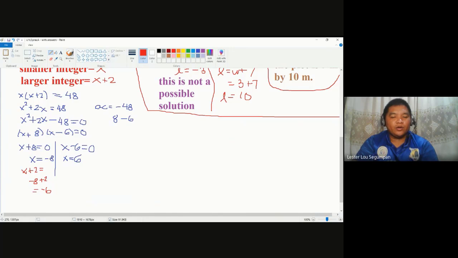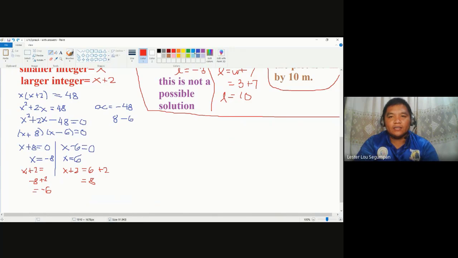And then they differ by 2. And when you multiply them, negative 8 and negative 6, it will result in the product, which is 48. For the second possible value, the smaller integer is actually 6. So x plus 2, the larger integer, is 6 plus 2, which is actually 8. Again, when you multiply them, 6 times 8, you will get 48. So both of these are correct.